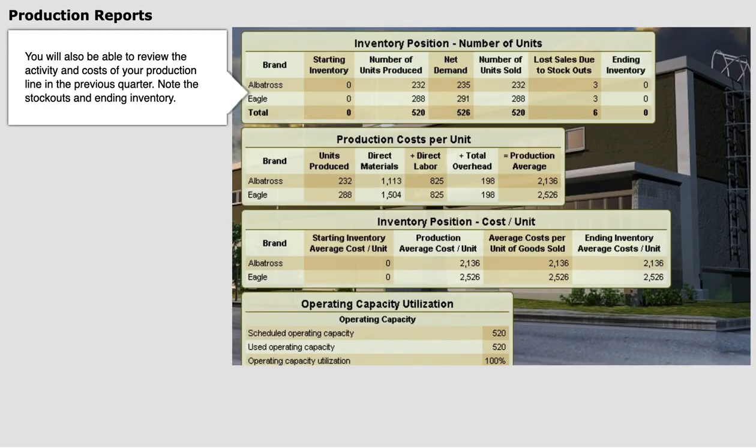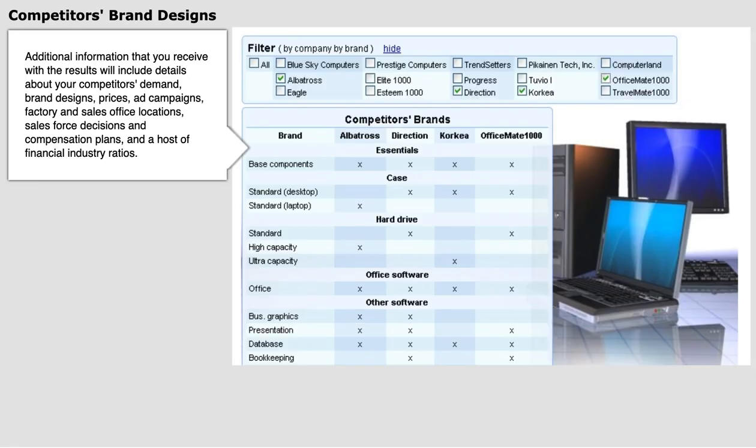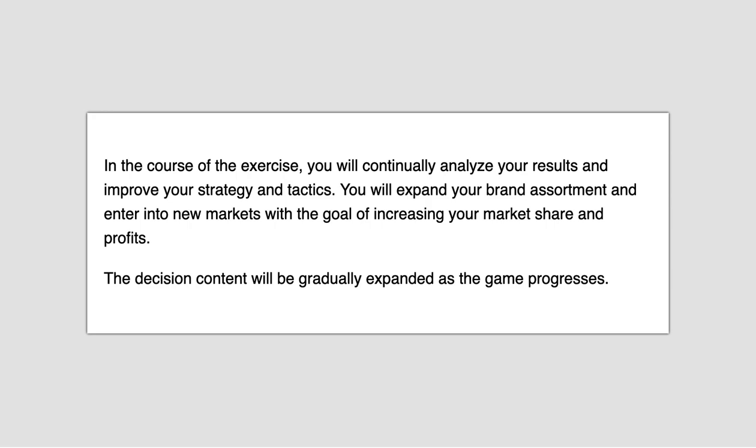You will also be able to review the activity and costs of your production line in the previous quarter. Note the stockouts and ending inventory. Additional information that you will receive with the results will include details about your competitors' demand, brand design, prices, ad campaigns, factory and sales office locations, sales force decisions and compensation plans, and a host of financial industry ratios. In the course of the exercise, you will continually analyze your results and improve your strategy and tactics.